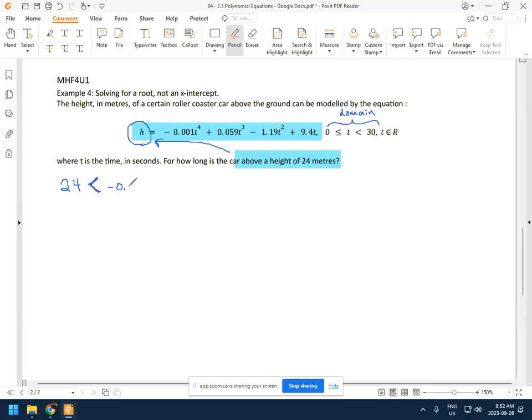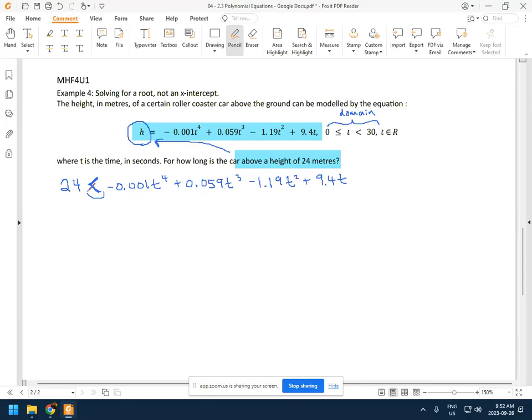Negative 0.001 t to the power of 4 plus 0.059 t to the power of 3 minus 1.19 t squared plus 9.4 t. This is painful, Mr. Kim. I know. I gave it to you intentionally.